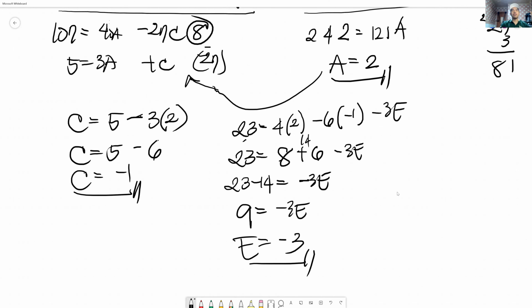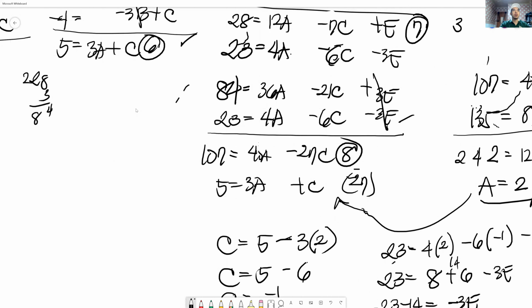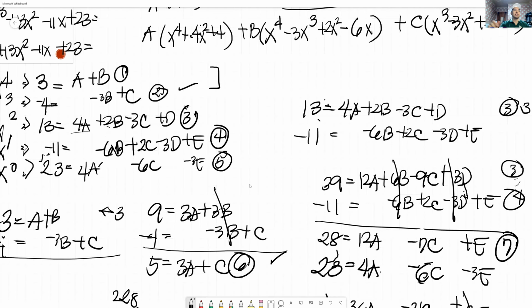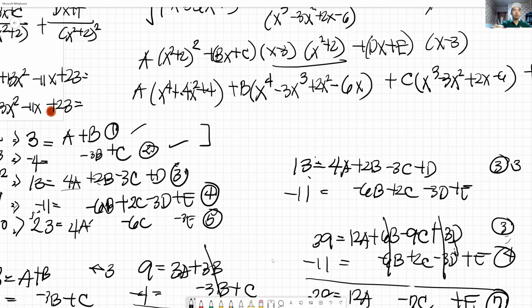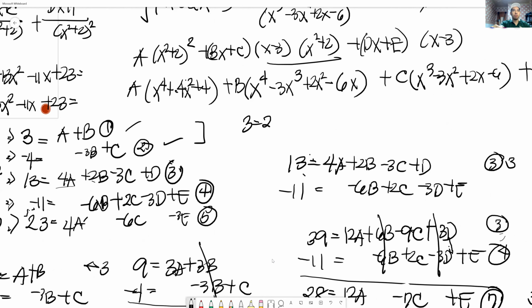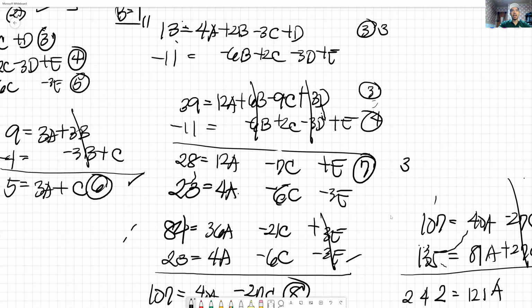Now we have A, we have C, we have E. Now we can solve for the other parameters. So let's try to solve for our B first, since that is isolated here. The value of our A is equal to 2. So we have here 3 is equal to 2 plus B. Transpose to the other side, so that our B is equal to 1.